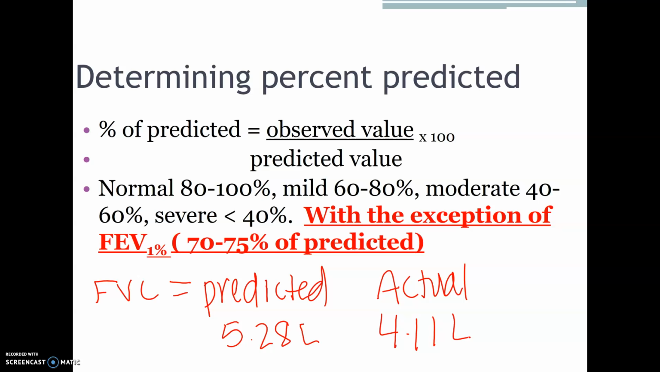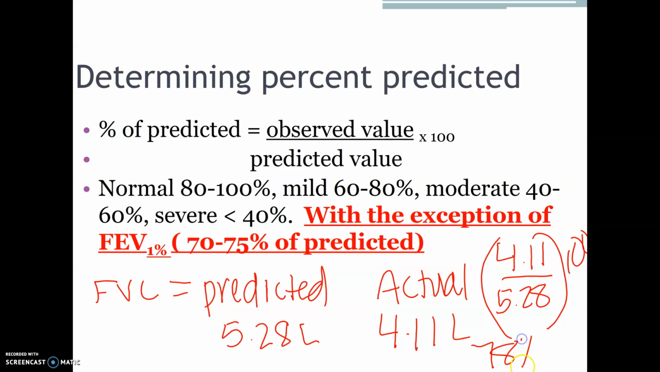So we are going to take their actual value of 4.11, divide it by the predicted value of 5.28, and then multiply that by 100 to put it into a percentage. So if you take 4.11 divided by 5.28 and then multiply it by 100, you get about 78% of predicted. So this person's forced vital capacity is not considered normal because it doesn't fall within the 80 to 100% of predicted.